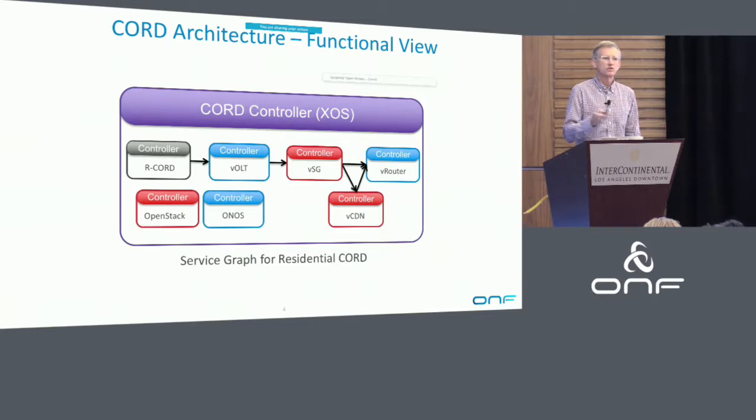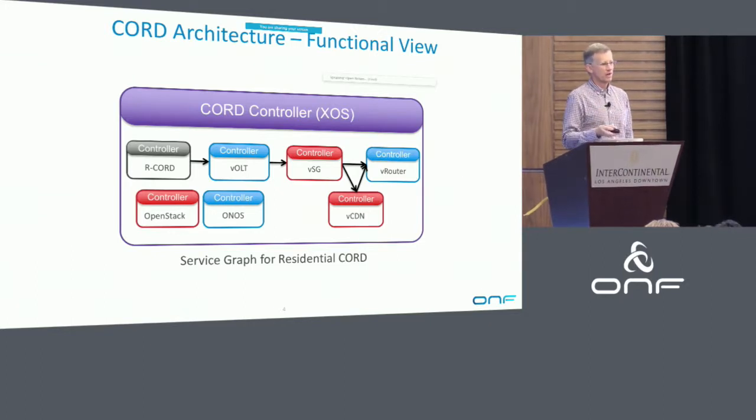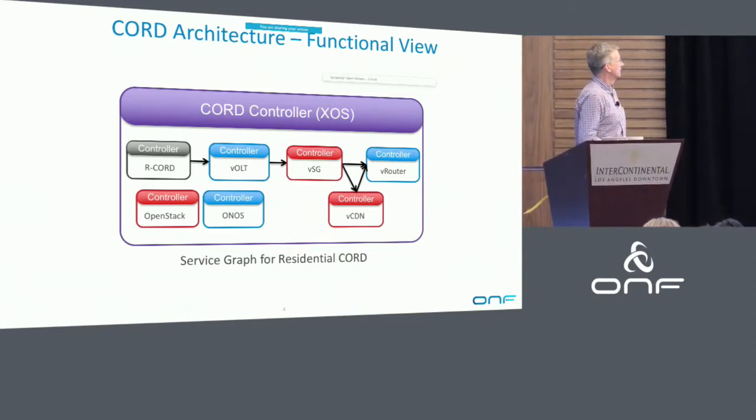So in that context, you've seen pictures like this since the beginning of CORD, and it's a very functional view of CORD. It's a very abstract view that says CORD's built from a set of services. That's great. It is, in fact, XOS that understands services. So instead of functional view, I could have called that the model view. It's the intent. This is what I want.